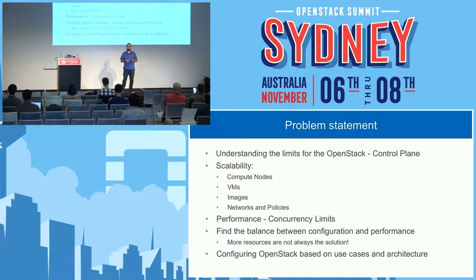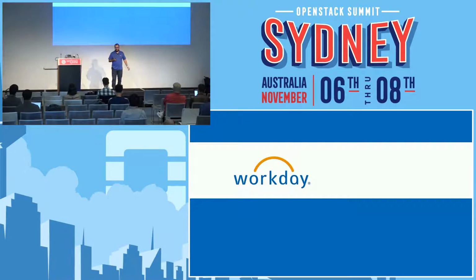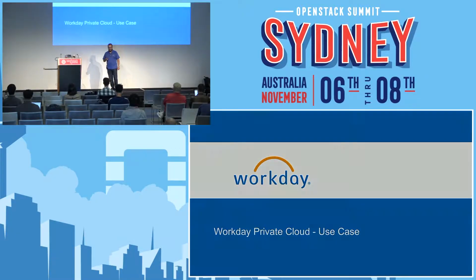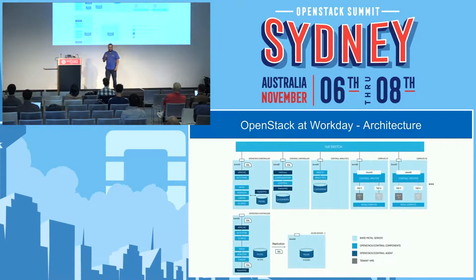The contract with our customers is a 2-hour maintenance window, so we have to make it in that period of time. So let's talk about the private cloud use case. First of all, we have our architecture. This is the basic reference architecture that you will find anywhere about OpenStack. So we have a box that is an OpenStack controller.